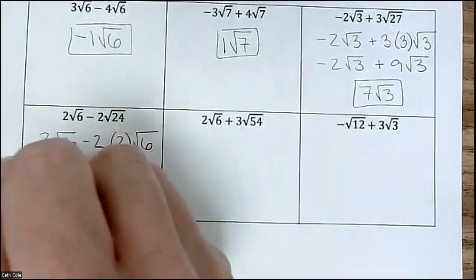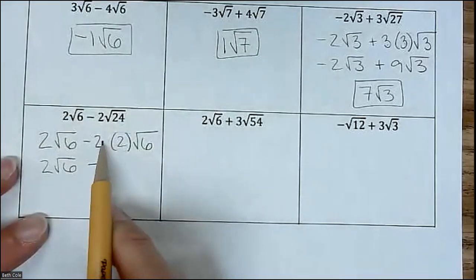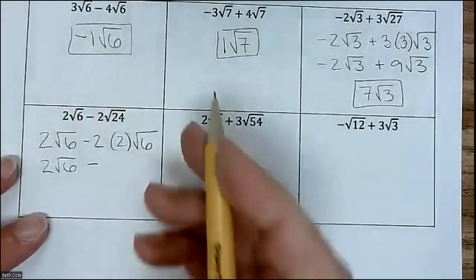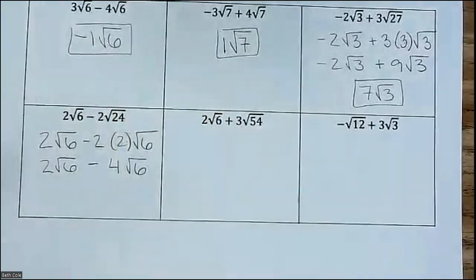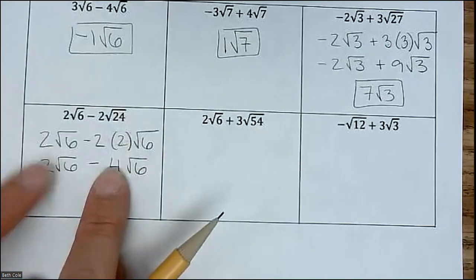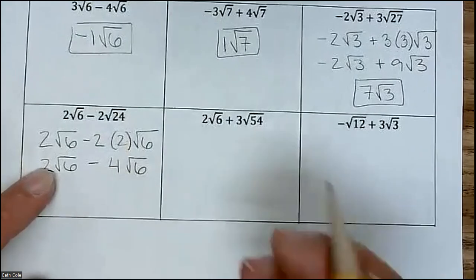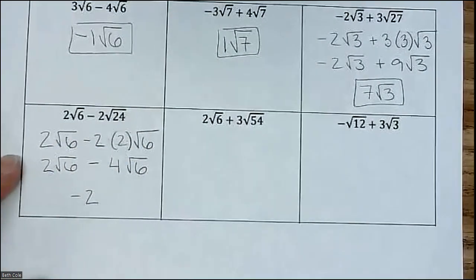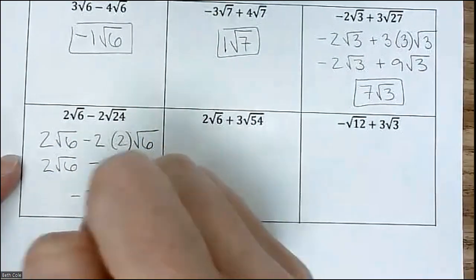So this would be 2 square root of 6 minus, and then you just, good, multiply them together. 2 times 2 is 4 square root of 6. Now they're the same, and you can subtract them. So 2 minus 4 is negative 2, and then square root of 6.